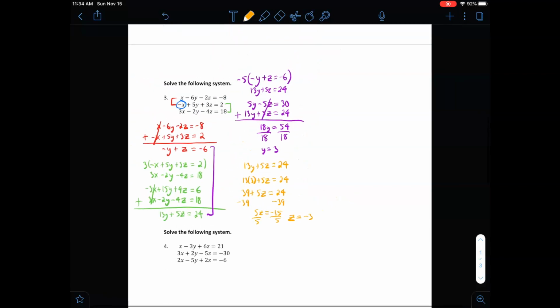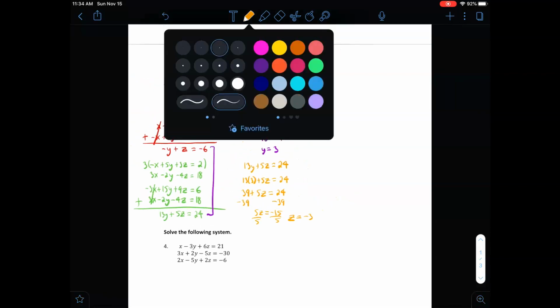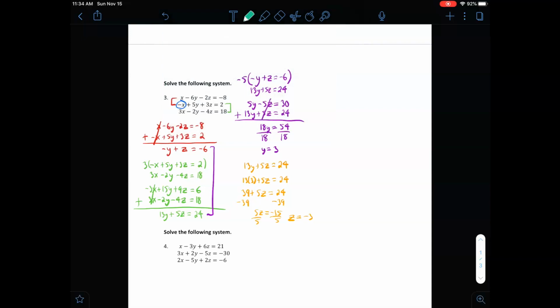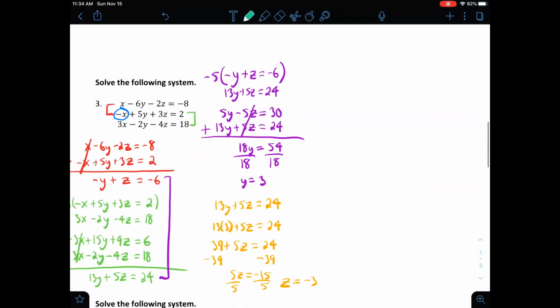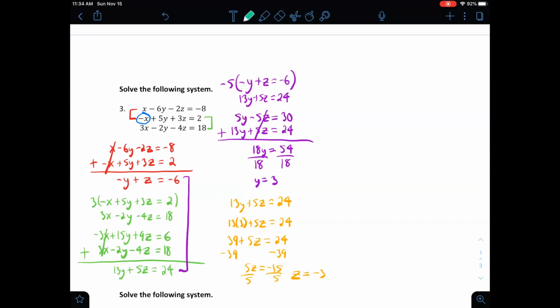We got y and z. What else do we need? We also need x. You can pause the video here if you need to catch up a little bit. We're almost done though. We're just going to plug into one of the other equations to solve for x now. I'm going to pick the top equation because it's a 1x minus 6y minus 2z equals negative 8, which is really nice.